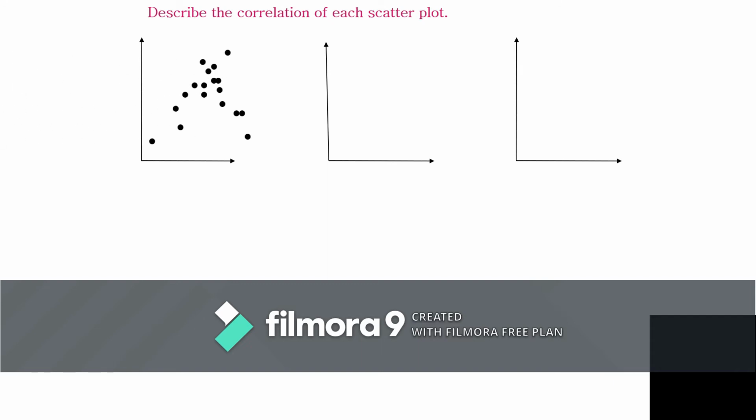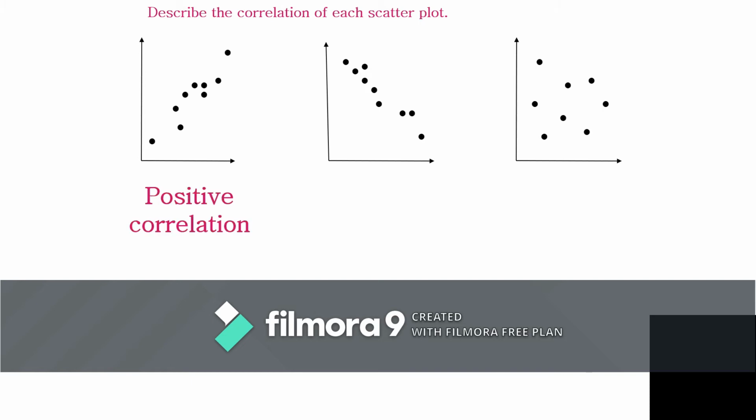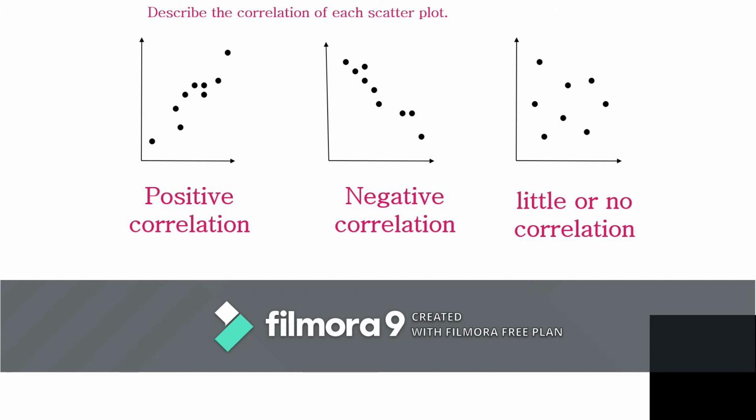We have three different diagrams here. In our first case, as x increases, y increases, so it will be positive. The second one, as x increases, y decreases, so the coefficient will be negative. Third one, it is scattered all over, so it has no relationship or it has little correlation.